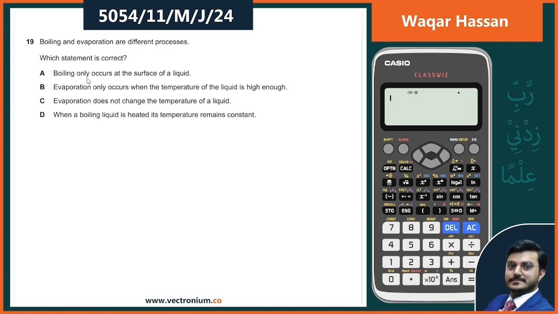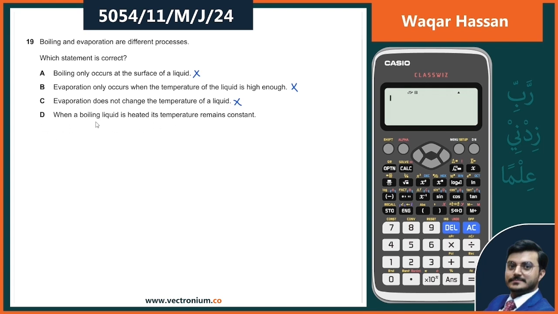Option A, boiling only occurs at the surface of the liquid. No, it's wrong. Evaporation only occurs at the surface of a liquid. Option B, evaporation only occurs when the temperature of the liquid is high enough. It is also wrong. Evaporation takes place at all temperatures. Option C, evaporation does not change the temperature of the liquid, which is also wrong. In fact, evaporation lowers the temperature of the liquid because the high energy particles escape from the surface, leaving behind low energy particles.